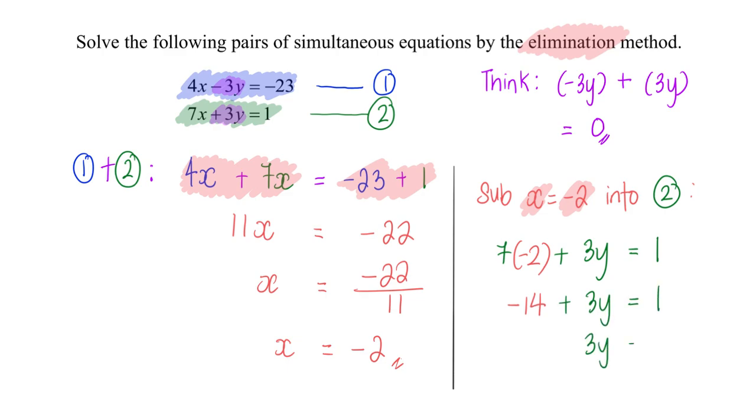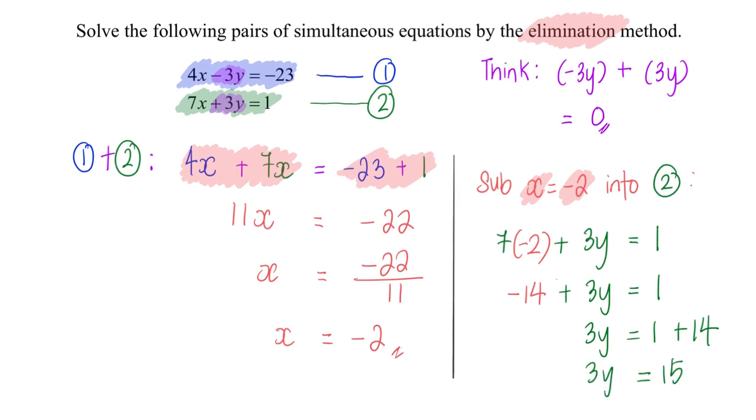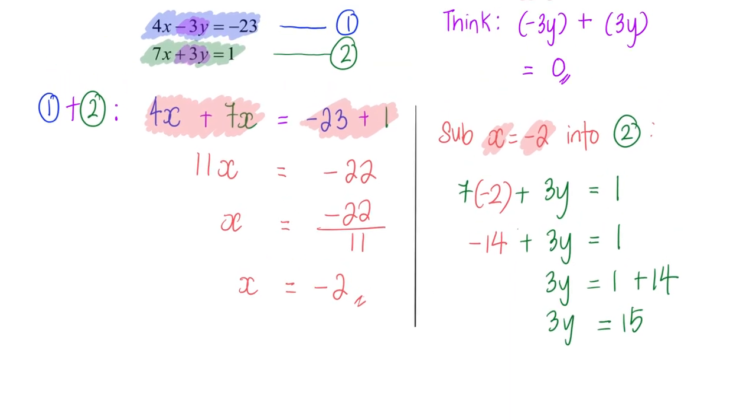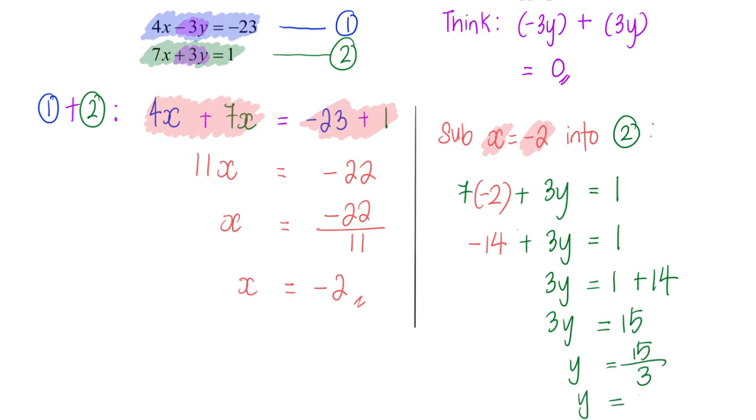So 3y will be equal to 1 plus 14. Very good. For those who are not exactly sure why this happened, if we add 14 on both sides, you can see that negative 14 plus 14 will be equal to 0. That's what we are doing, okay? And therefore, it is plus 14. 3y will be equal to 15 in this case, and eventually y is equal to 15 divided by 3, y equals 5.